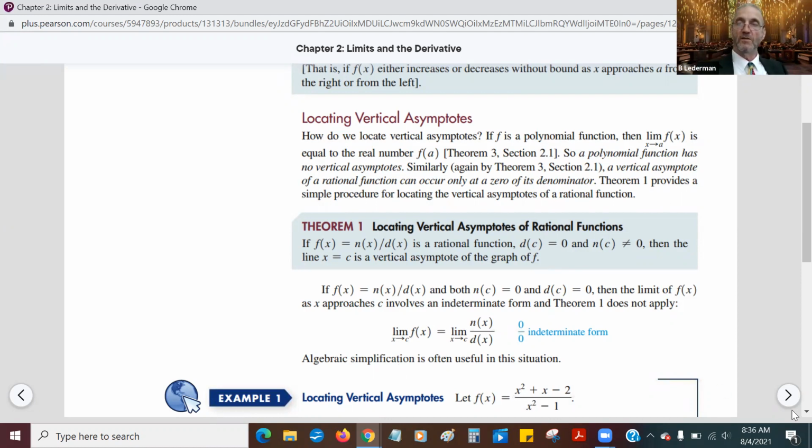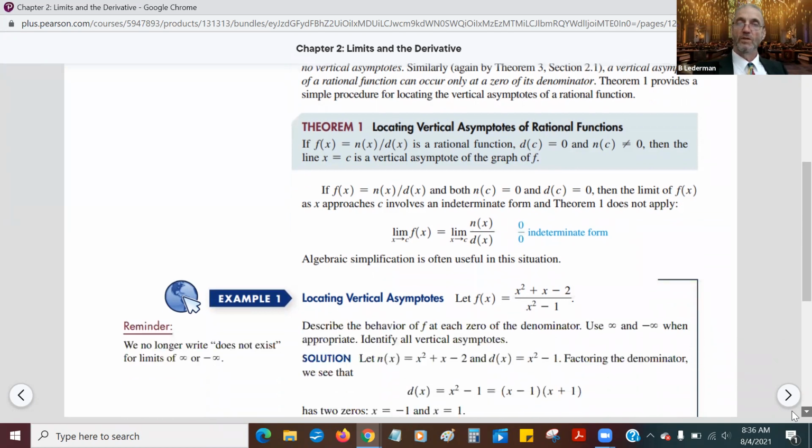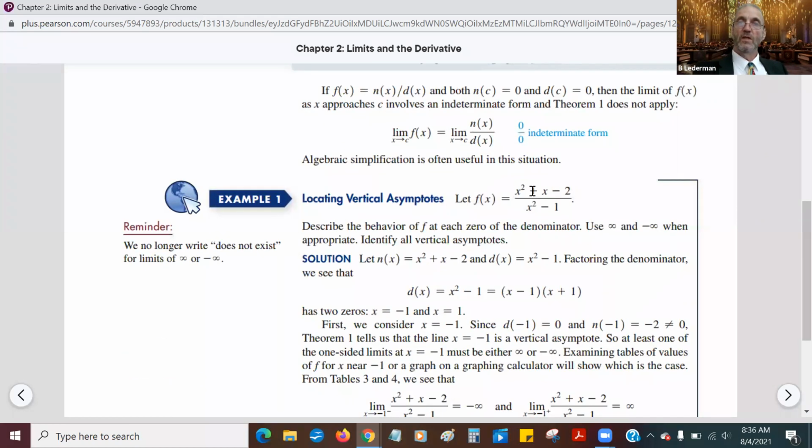So let's look at the vertical asymptote. Where did you leave it? So (x squared + x - 2) over (x squared - 1). Well, you could just say, if x equals 1, the bottom becomes 0, and if x equals -1, the bottom becomes 0. The thing is that I have to see if 1 or -1 make the top also equal to 0, because then it becomes a whole different ball game.